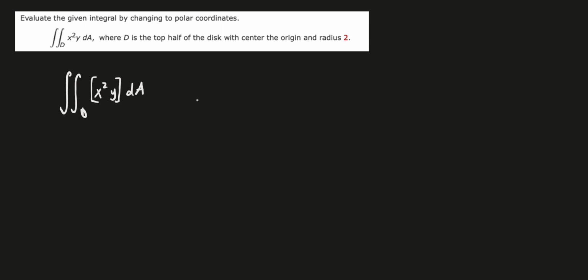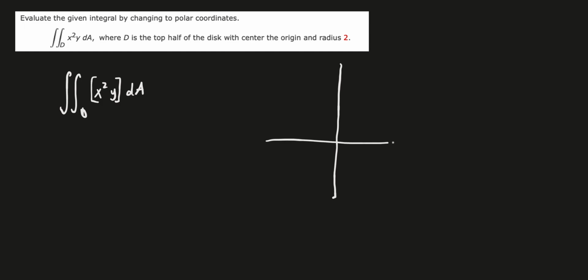dA. And remember, dA is dx dy if it's in this rectangular form, or dy dx. But what we want to do is convert it to polar coordinates, so it'll be r dr d theta. So how do we convert? Well, the way we convert is not just by converting our x and y, but also by looking at our region and thinking about our region in polar.